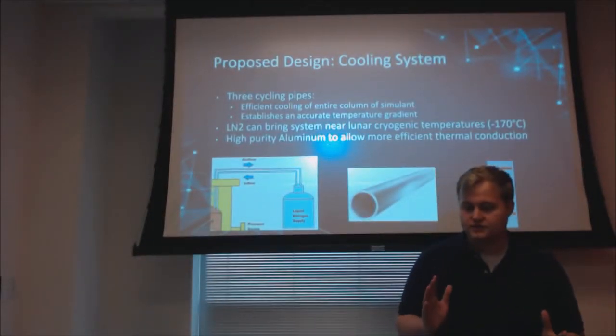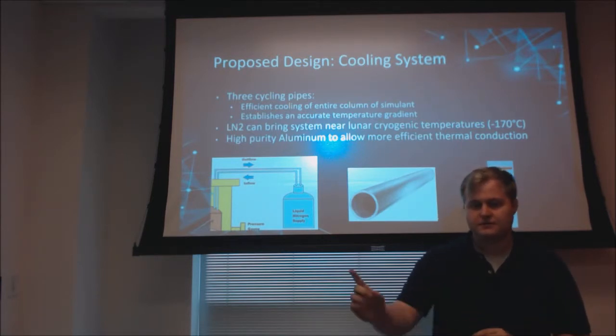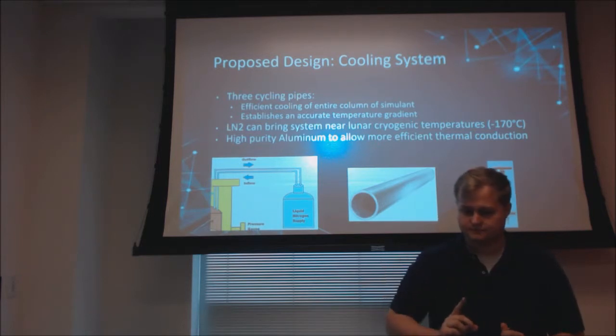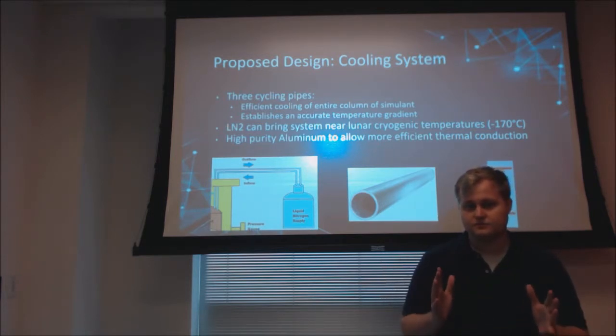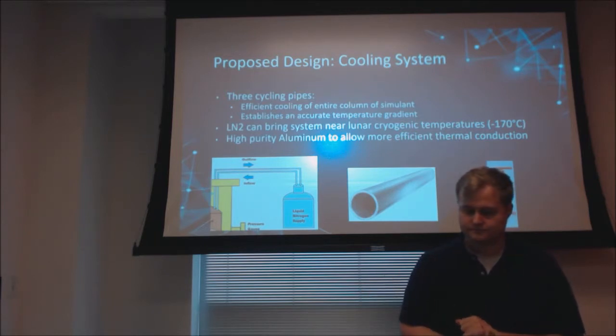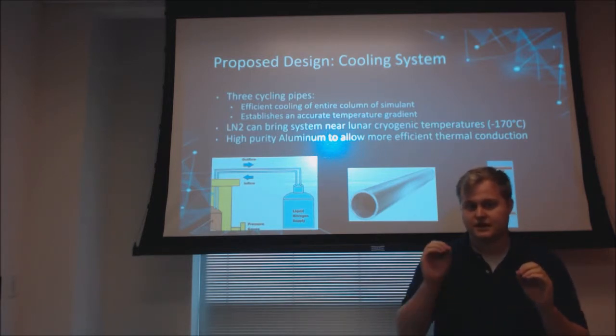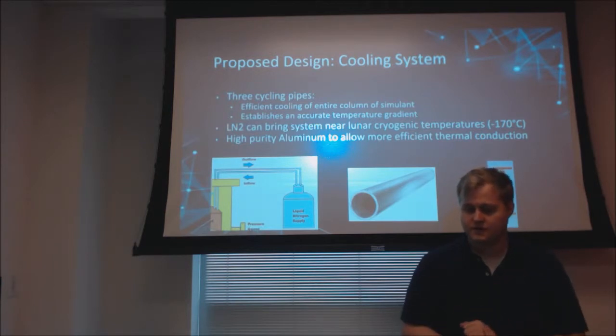Now, the core of the cooling system revolves around the use of liquid nitrogen. Liquid nitrogen will flow through a series of pipes that wrap around the heating shroud, and that pipe system will be controlled through a solenoid valve, which we can control electrically using our control system. The pipes themselves will be made of high purity aluminum because it has very efficient thermal conduction between the pipes themselves and the heating shroud.